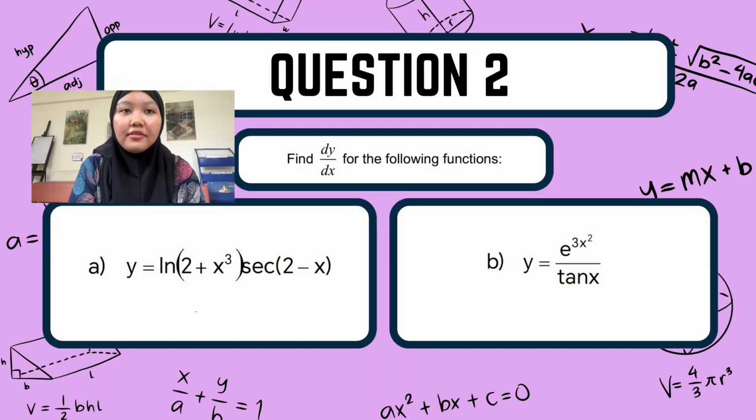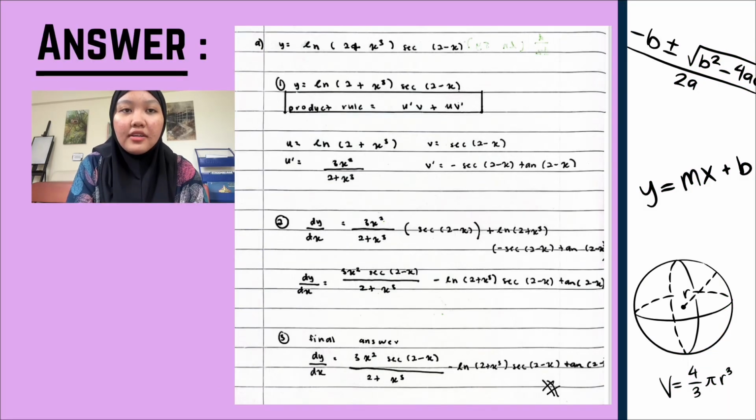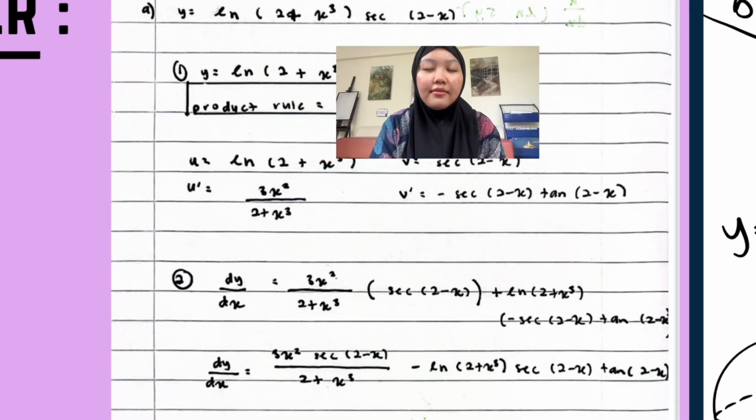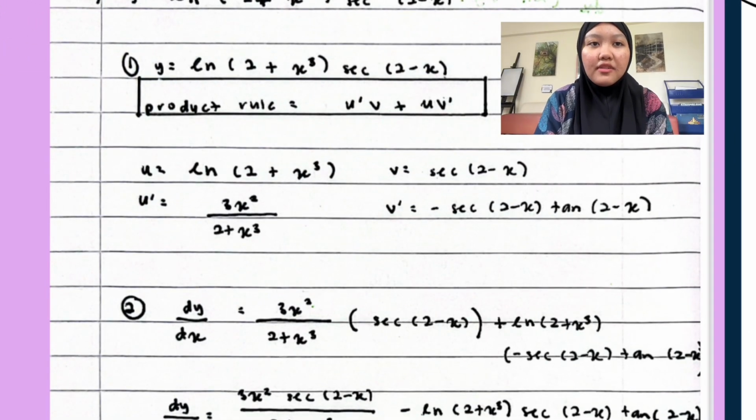So for question 2, we need to find the derivative. For A, we need to find the derivative dy over dx for y equals ln(2 plus x to the power of 3) times sec(2 minus x). For the calculation, first step, we need to apply the product rule. The formula for the product rule is u prime v plus u v prime, where u in this equation will be ln(2 plus x to the power of 3) and v will be sec(2 minus x).